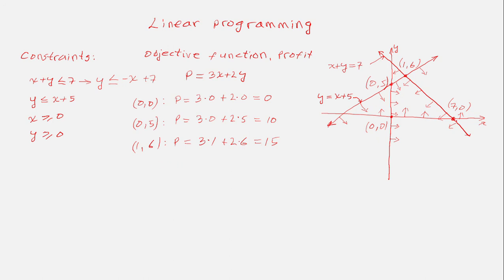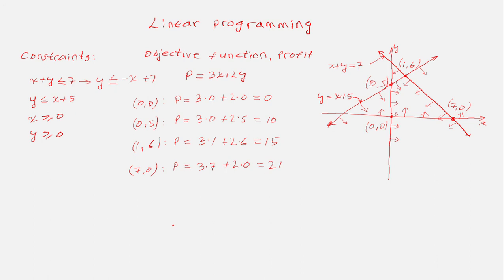And the last point is 7, 0, the last vertex. When we use those coordinates, we get 3 times the x value, which is 7, plus 2 times the y value, which is 0, and we end up with 21.